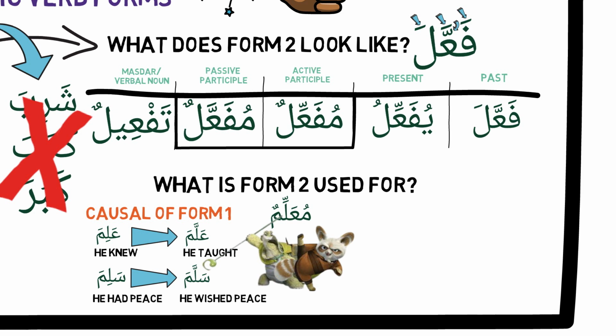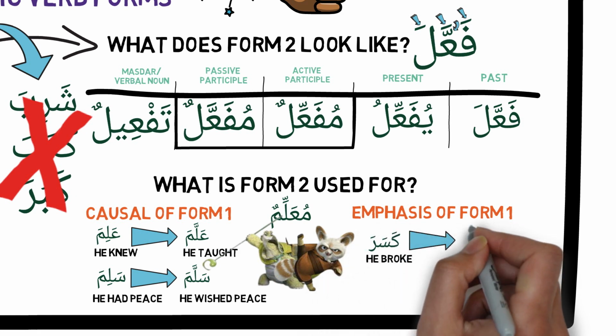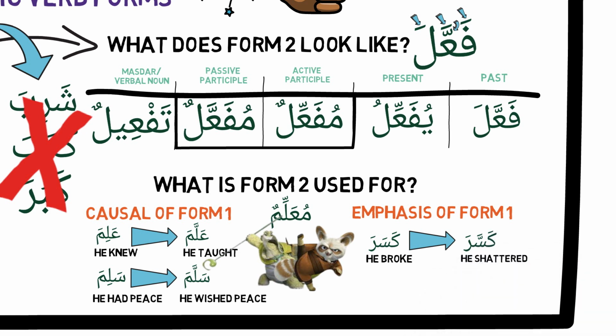Okay, so what else do we use it for? We also use it for the emphasis of form 1. We can also use form 2 to intensify a form 1 verb. So if I give you the verb kasara, kasara means to break. So if we intensify this and make it to shatter, kassara, we put a shadda on the middle letter. We intensify the middle letter, we intensify the meaning. Kasara, to break, kassara, to shatter.